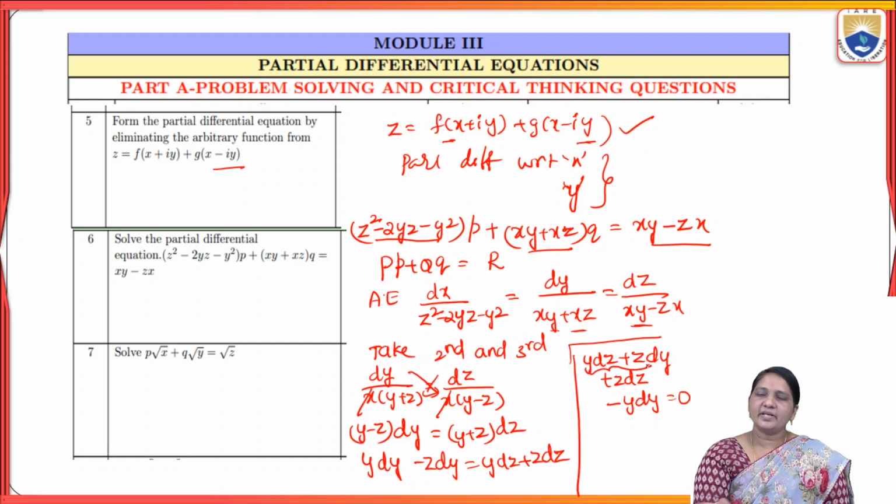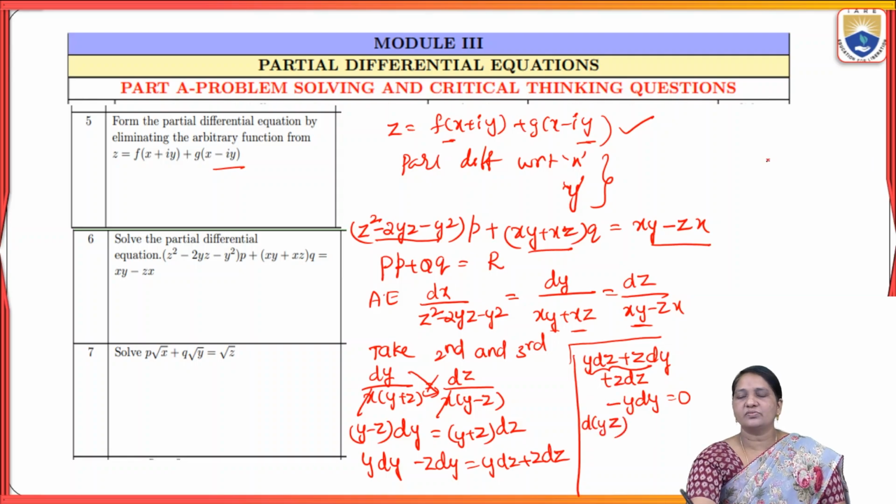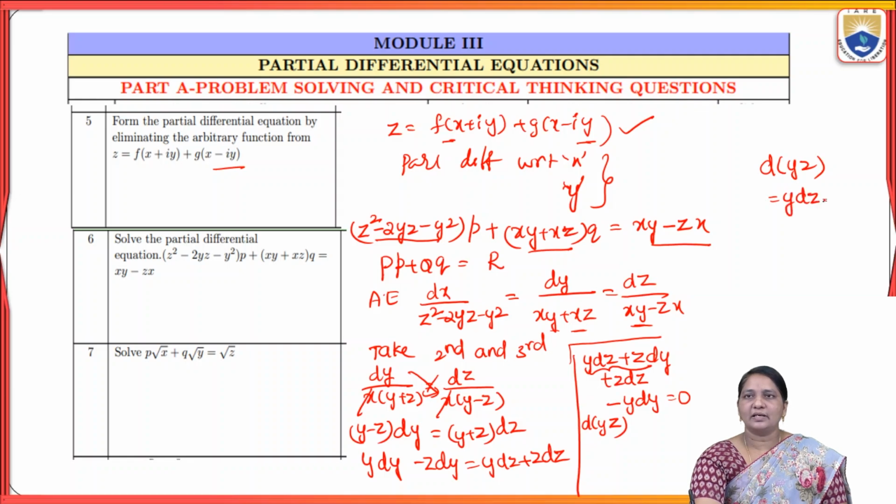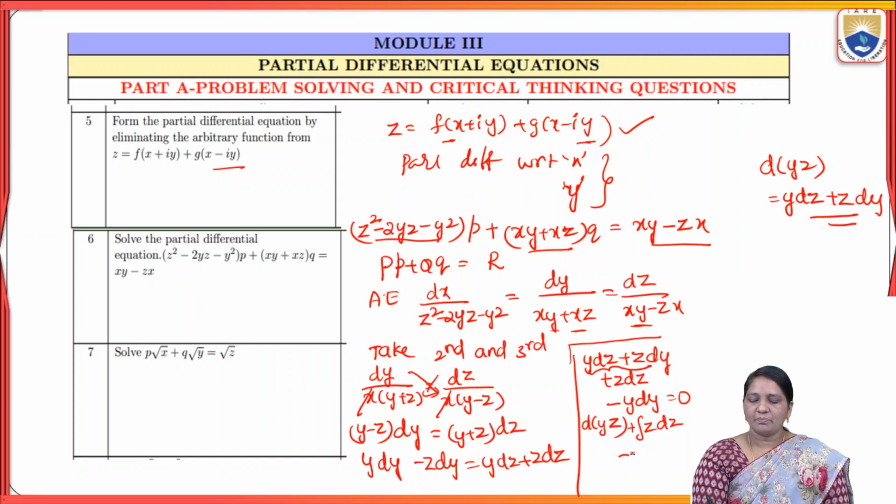So in place of y dz and z dy, I can write d of yz. Already we know this form: d of yz equal to y dz plus z dy. So in place of this, I am writing d of (y into z), plus integral z dz minus integral y dy equal to c1. Finally, when I am integrating the function, I get yz plus z square by 2 minus y square by 2 equal to c1. So this is the first solution.